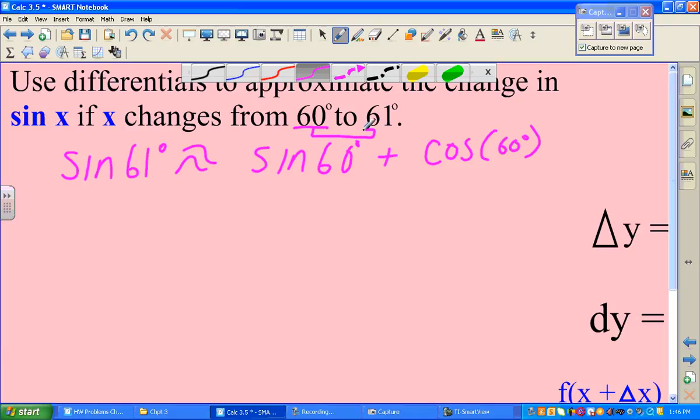Look, even my daughter knows you go from 60 to 61, you add 1. It was in her second grade workbook.